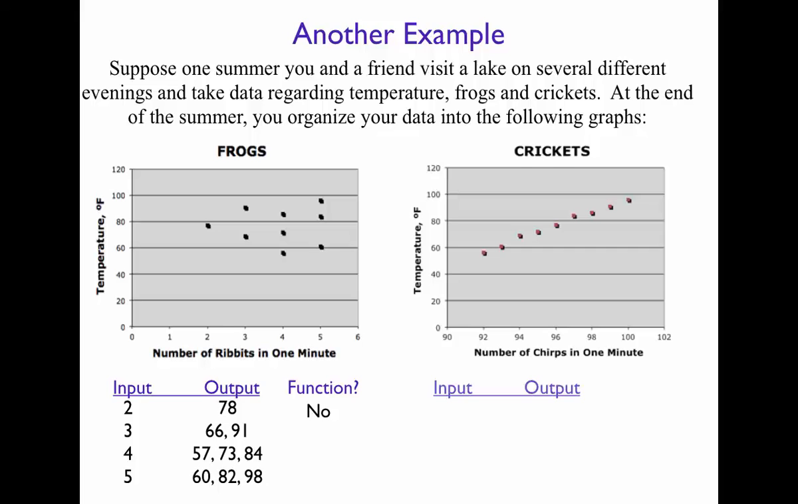What about this one? Crickets. So here's just 4 examples of 4 points. At the time that you heard 92 chirps, it was 58 out. When you heard 94 chirps, it was 70 out. When you heard 97, it was 82. When you heard 100, it was 97. How about this? Function? You bet.